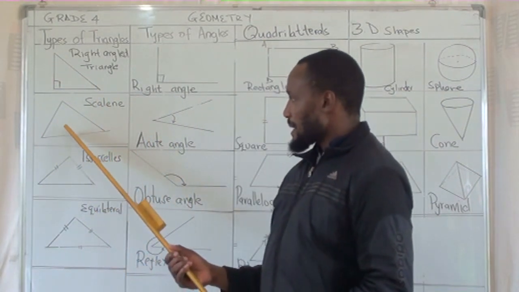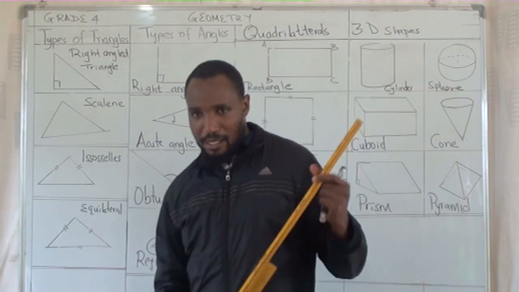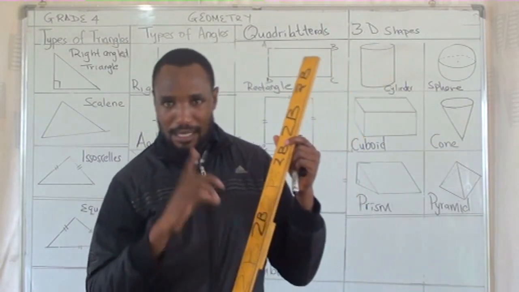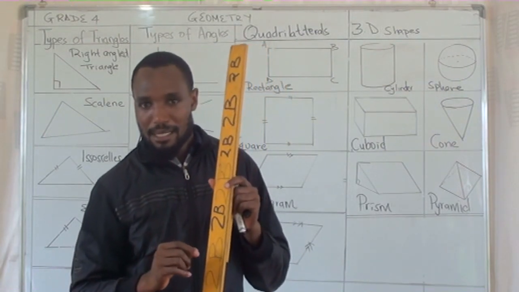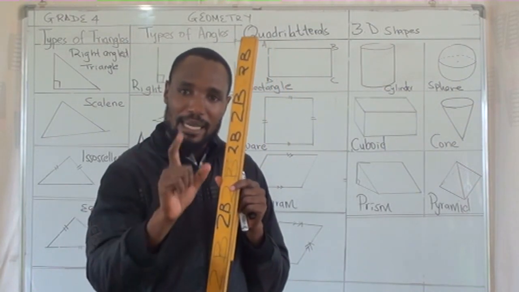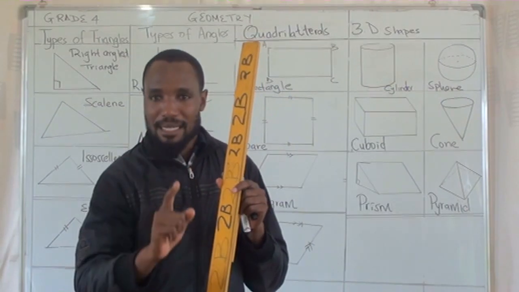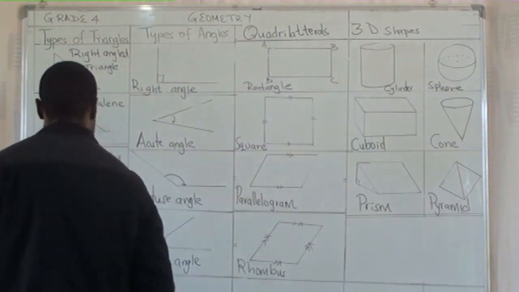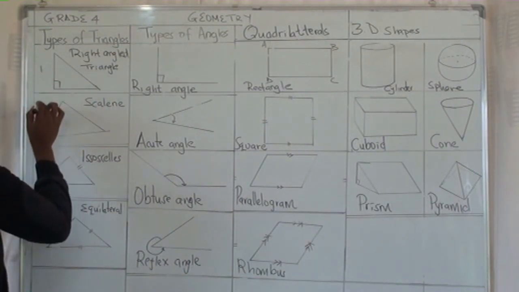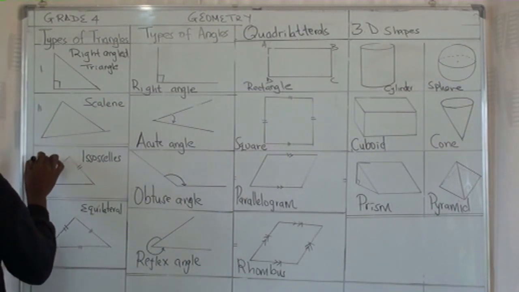Here we have what we call a scalene triangle. What is the property of a scalene triangle? The property of a scalene triangle is that no side is equal. What have I said? I've said that no side is equal in a scalene triangle. This is Roman number 1, this is Roman number 2, and this is Roman number 3.